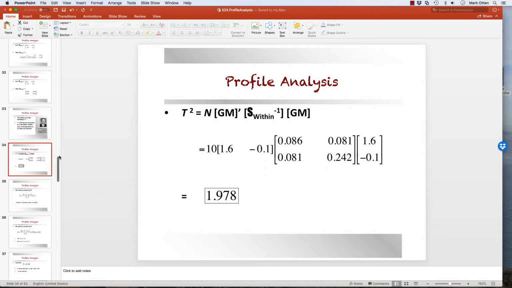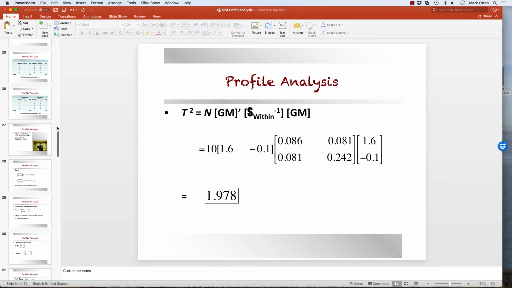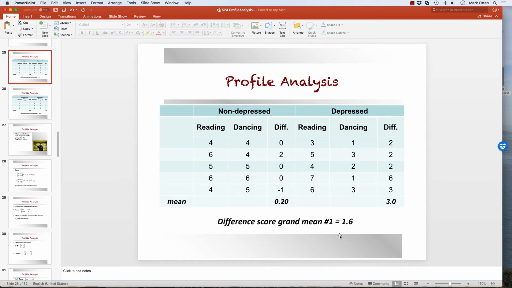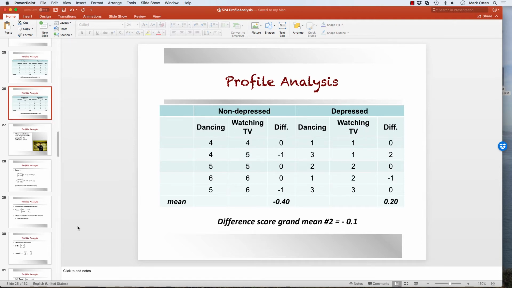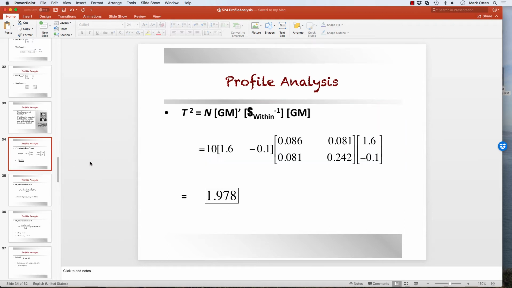Where does this come from? So let's go back a couple of slides to show you where these values came from. You knew I printed these on the slides for a reason. Okay, there they are. This is the difference score grand mean number 1, 1.6, and the difference score grand mean number 2, negative 0.1. So those get plugged into our t-squared formula.